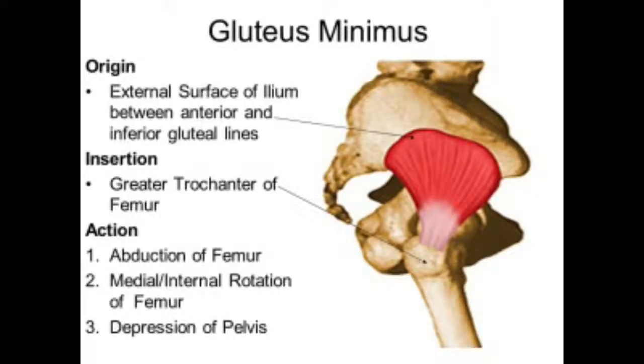Gluteus minimus. Origin, external surface of the ilium between the anterior and inferior gluteal lines. The insertion is the greater trochanter of the femur, and what it does, it abducts the femur, medially rotates the femur, and depresses the pelvis.